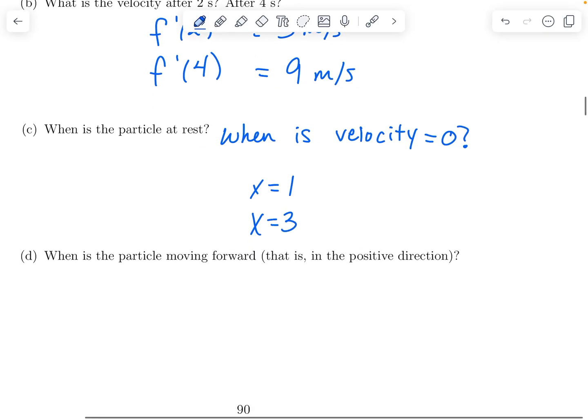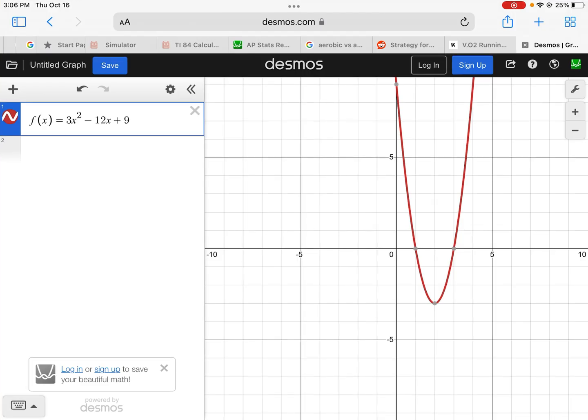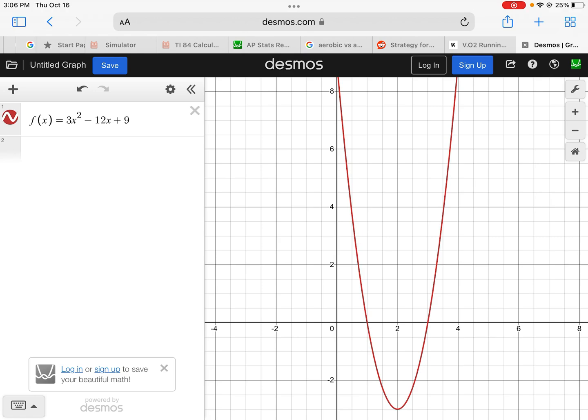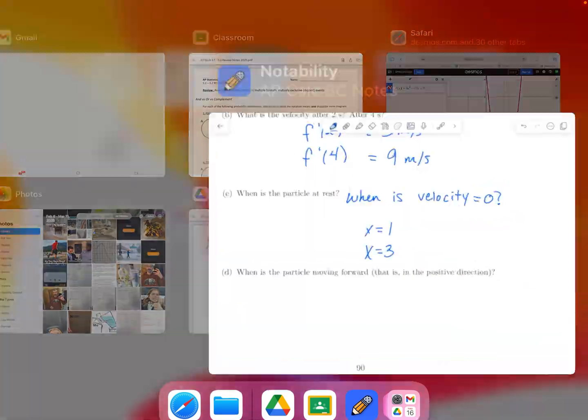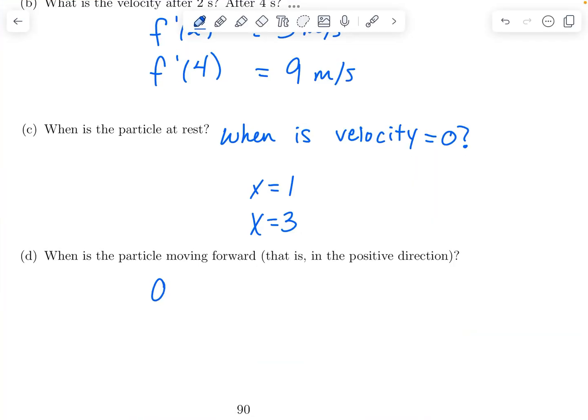When is it moving forward? Well, that's when my velocity is above 0. It's positive if it's moving forward. So from 0 to 1, it's above the x-axis, and from 3 to infinity, it's above the x-axis. So I could say from 0 to 1, or from 3 to infinity, it should be moving forward.